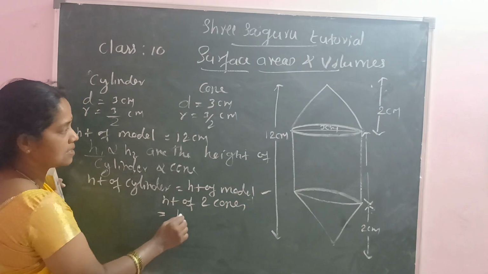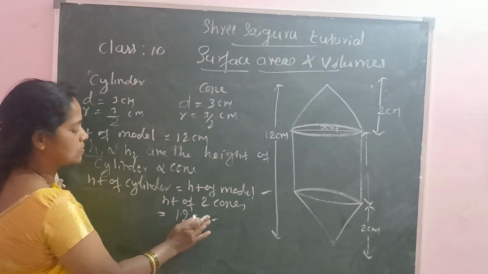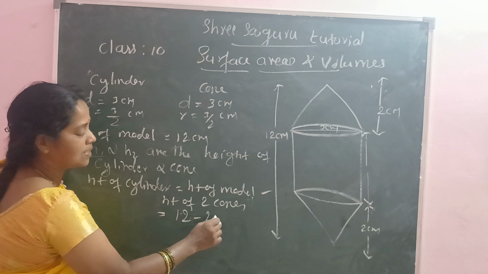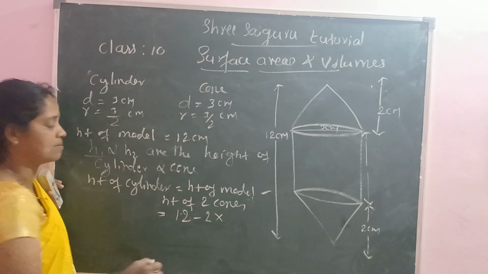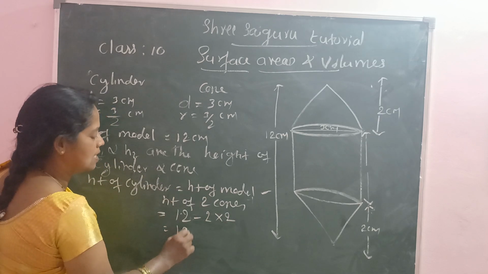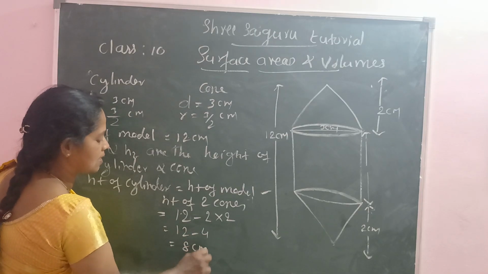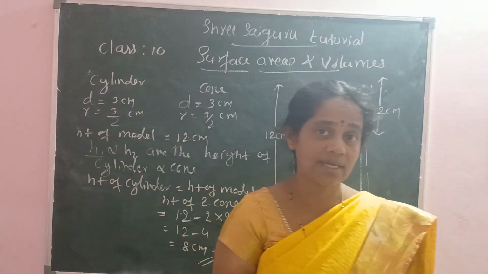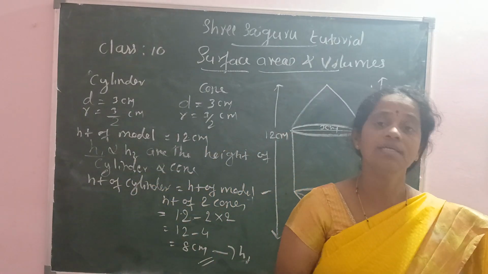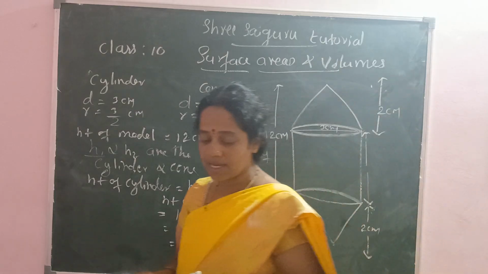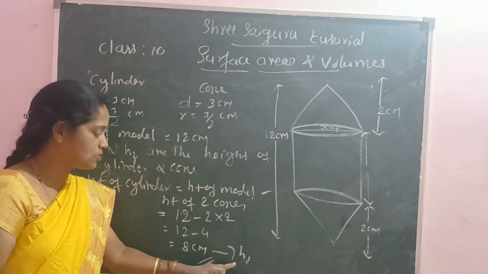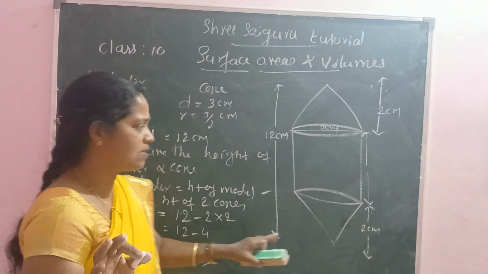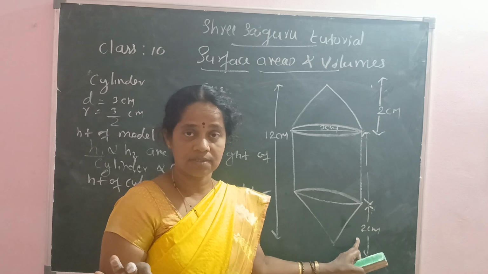That is 12 centimeter minus the height of the two cones. The height of one cone is 2 centimeter, so the height of the two cones gives 12 minus 4, 8 centimeter. This is nothing but the height of the cylinder, that is H1. So we consider H1 is the height of the cylinder and H2 is the height of the cone. We got H1, the height of the cylinder, as 8 centimeter. H2 is given already, that is the height of the cone is 2 centimeter.